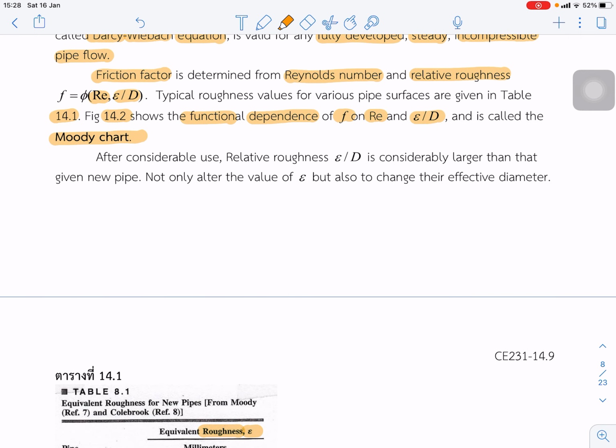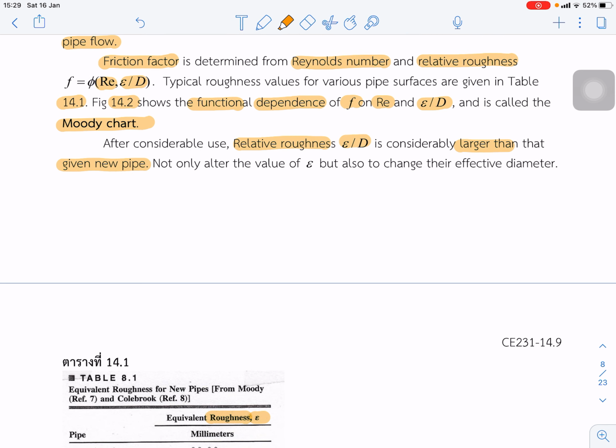The relative roughness, e over D, is considered larger than the given value. Normally it is for a new pipe; the value can be changed once the effective diameter changes when the pipe is used over a longer time.